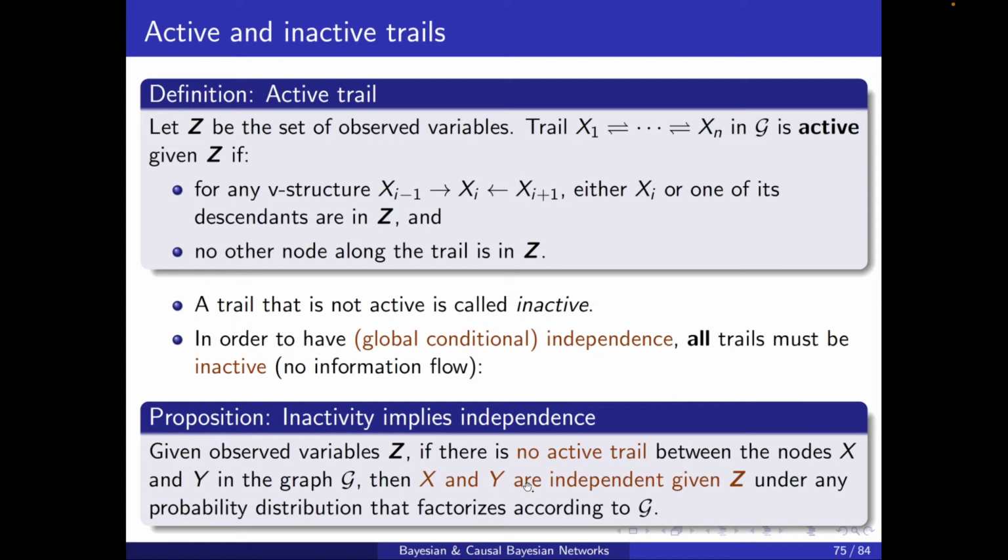And is there a proof for this? Yes. Proposition: inactivity implies independence. Given observed variable z, if there is no active trail between the nodes x and y, here single nodes, in the graph G, then x and y are independent given z under any probability distribution that factorizes according to G.